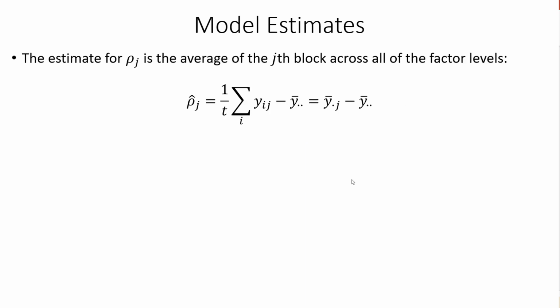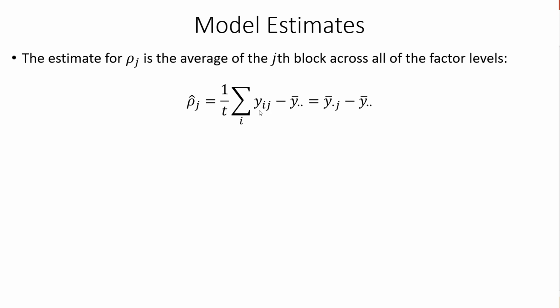As far as our model estimates go, we'll say the effect of the block is just going to be the average of that particular block across all of the levels, and then we'll subtract out the mean. So this rho j hat is going to be equal to, we'll average this particular block's measurements across all T treatments. In this case, we'll average the bark thickness across all 4 measurements for this particular tree j, and just subtract out the overall mean from it.